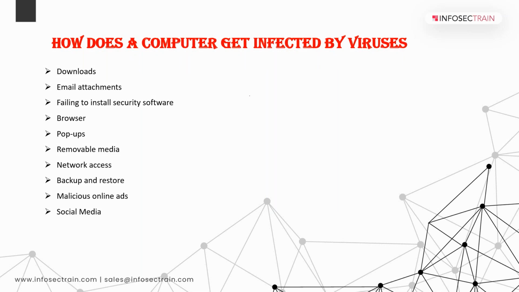So how does a computer get infected by viruses? Through downloads, email attachments, browsers, and pop-ups. Sometimes we get pop-ups, right? Whenever you open a website, that kind of pop-up will come. When you click on it, the virus will infect your system.